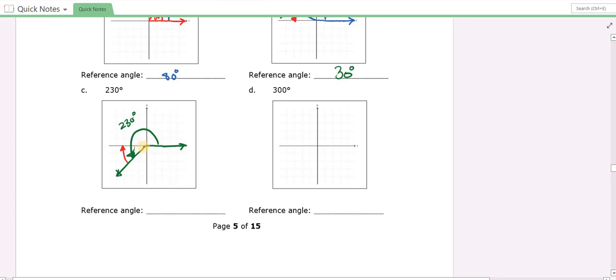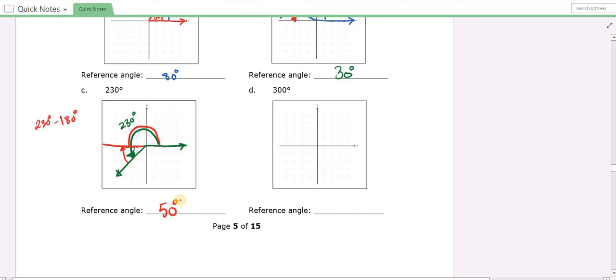Now, notice how this reference angle is basically the entire angle, which is 230 degrees, minus 180 degrees. So if we subtract 230 degrees minus 180 degrees, we're going to get our reference angle, which is in this case 50 degrees.